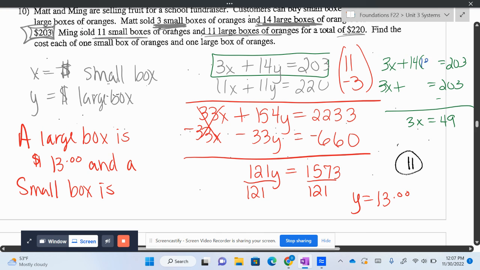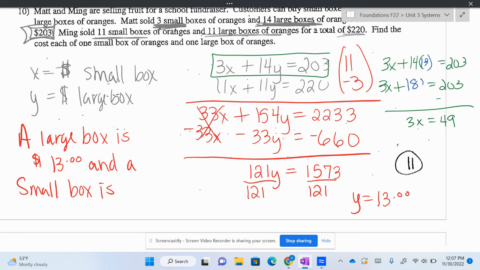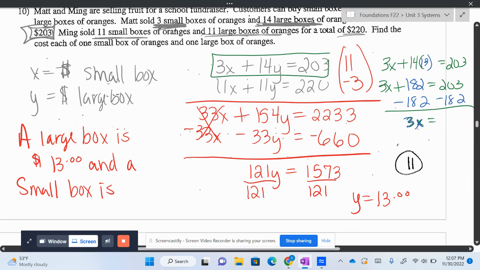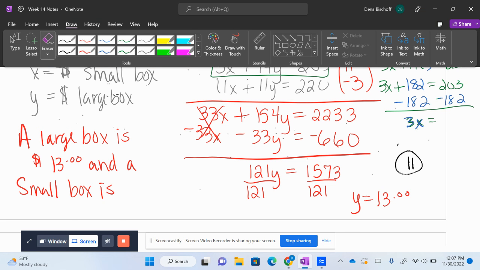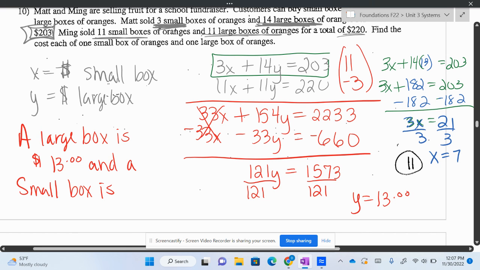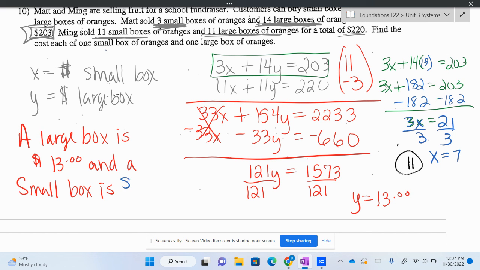So times 13. What's 13 times 14? Thank you for that. 182. Okay, so we're going to minus 182 from both sides. That looks much better. So 3x equals, let's see, 203 minus 182 is 21. Yes. Divide both sides by 3. So x equals 7. And a small box is $7. Done.